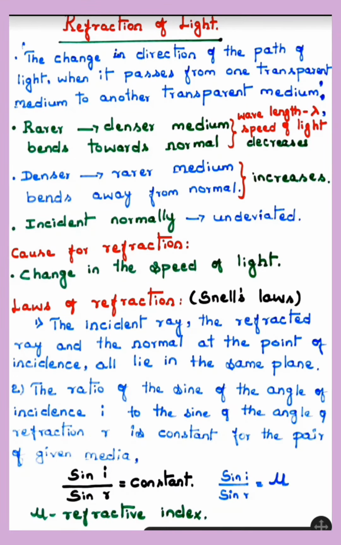Then the second law of refraction: the ratio of the sine of the angle of incidence i to the sine of the angle of refraction r is constant for the pair of media. So sine i by sine r is equal to a constant. We can express this mathematically like this. This constant value is written as mu. Sine i by sine r is equal to mu, where mu is called the refractive index.